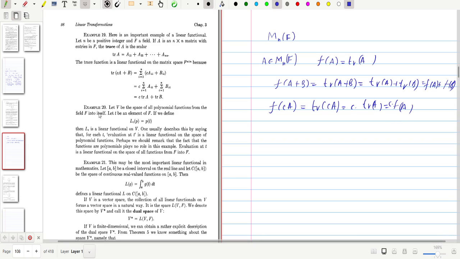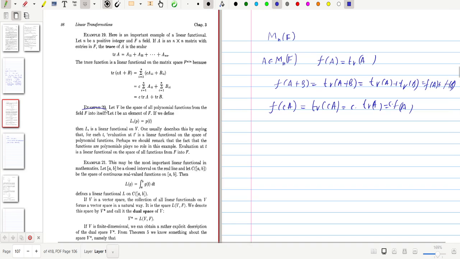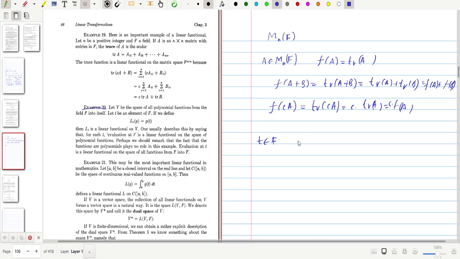Now we have another example that is similar to the sum evaluation map. Let the space be all polynomial functions from the field F into itself, and let t be an element of F. For an element t belonging to F, we define a linear transformation from the set of all polynomials. If p of x is a polynomial, then L_t of p of x is defined as p of t. So this is the evaluation of p at the point t. This gives a linear transformation from the set of all polynomials to F if t belongs to F.